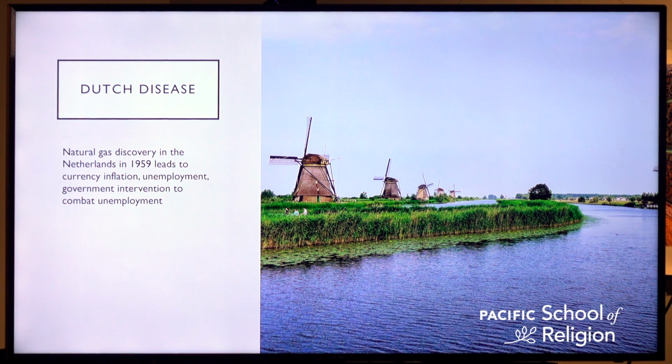So it's also something called Dutch disease, and interestingly, this happened in the Netherlands in 1959. There was a massive discovery of natural gas. What happened was it led to currency inflation, unemployment, and then the government actually had to intervene to combat this unemployment. So how that specifically happened: the market gets flooded with all of this natural gas being sold.